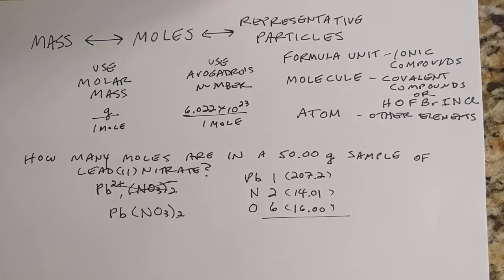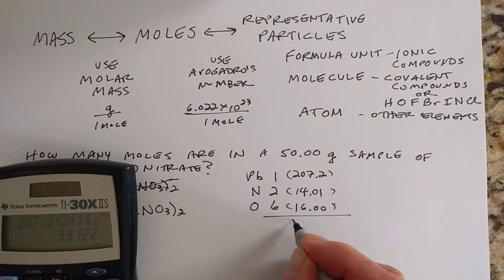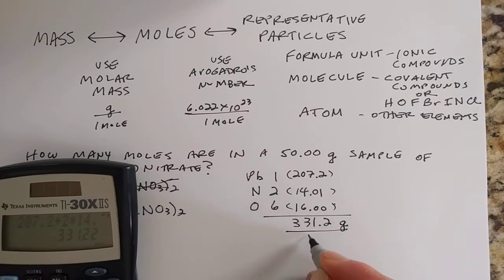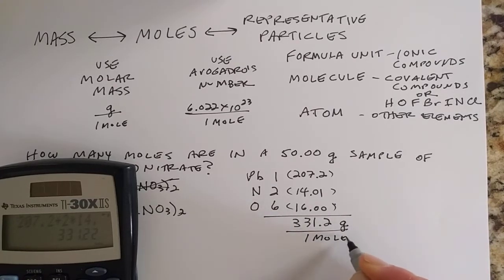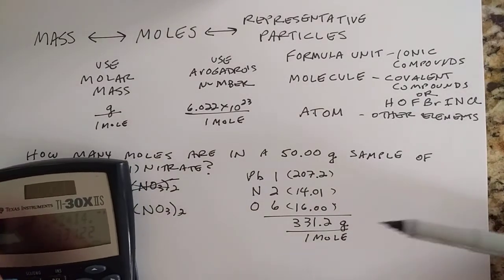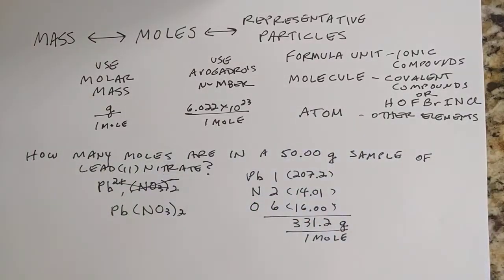All right, so let's add this up: 207.2 plus 2 times 14.01 plus 6 times 16 equals. I am getting a value of 331.2. And remember, this is the grams in 1 mole. We could also say it's the atomic mass units in 1 formula unit. But here we need the grams and the moles.